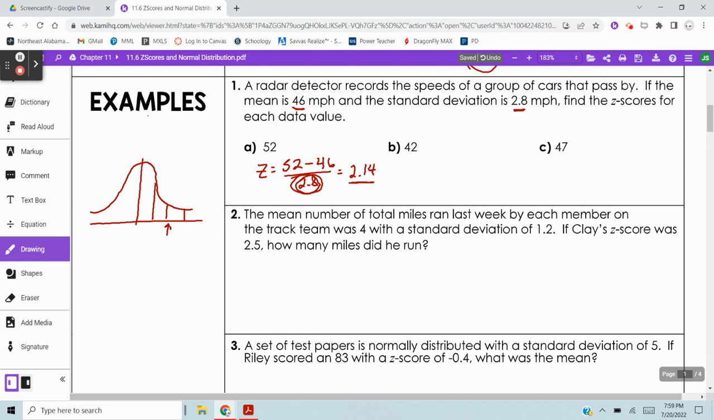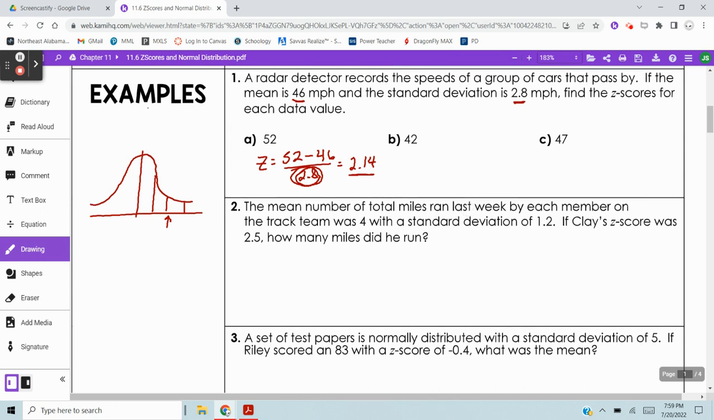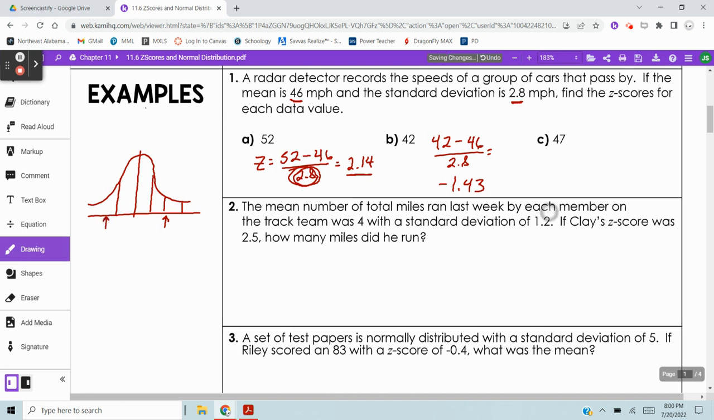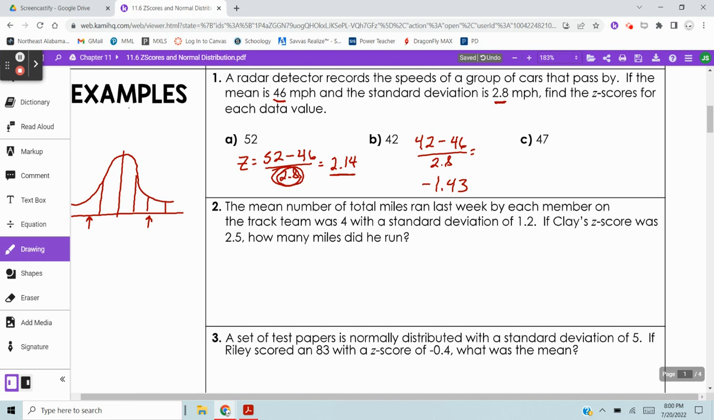The next one, 42. So we do our value minus our mean, and we divide by 2.8. That's going to tell us how many standard deviations we are from the mean. And we get negative 1.43, which, since it's negative, tells us we're a little over 1 deviation below the mean. And the last one, we have a value of 47, and we know our mean's 46, so we know that we're going to have a positive deviation here.